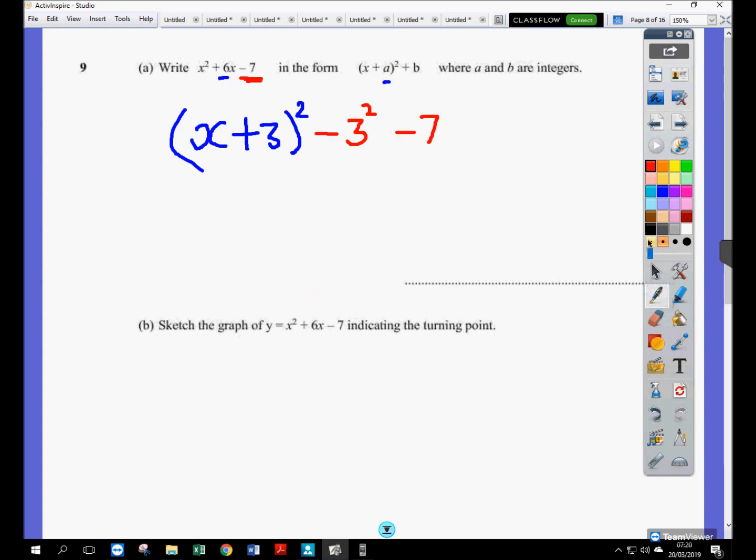And the bit in red, you can combine. Type that in the calculator, or you can work it out in your head. That's -9 minus 7, which is -16. This is the final answer to the question.